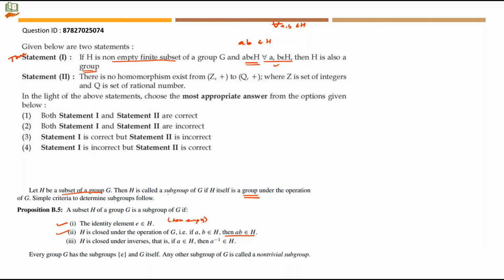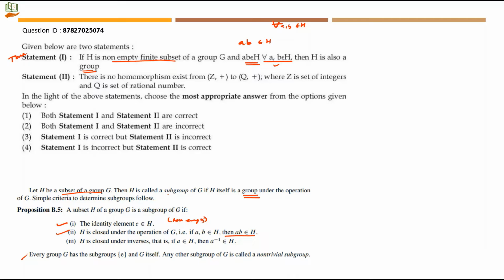H is closed under inverses. That is, if a belongs to H, then a inverse also belongs to H. Every group G has the subgroups, the identity element and G itself. Any other subgroup of G is called a non-trivial subgroup. It was just a part of this explanation, so I took even this. It might be useful for you in some other question paper. So based on points 1 and 2, we mark statement 1 to be true.